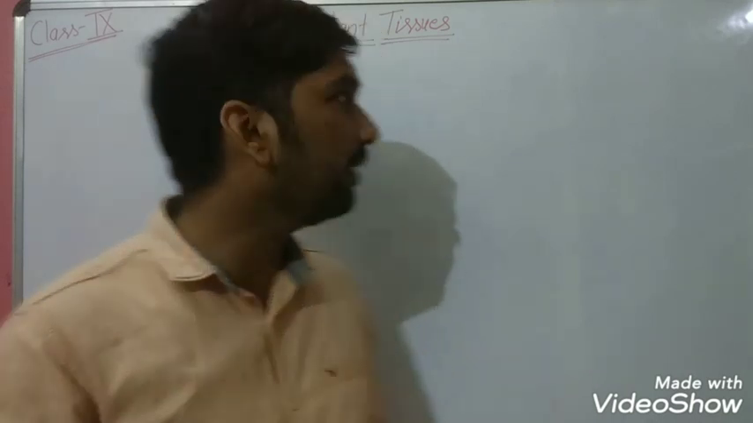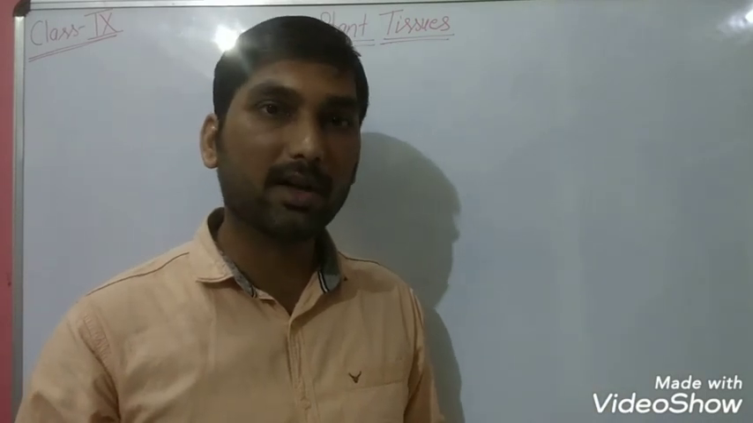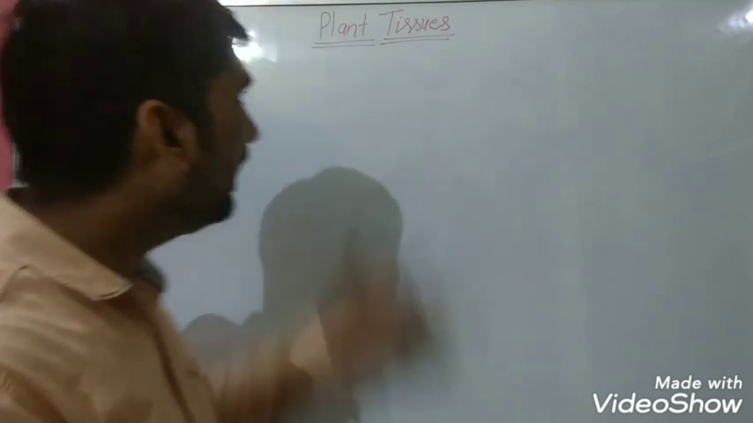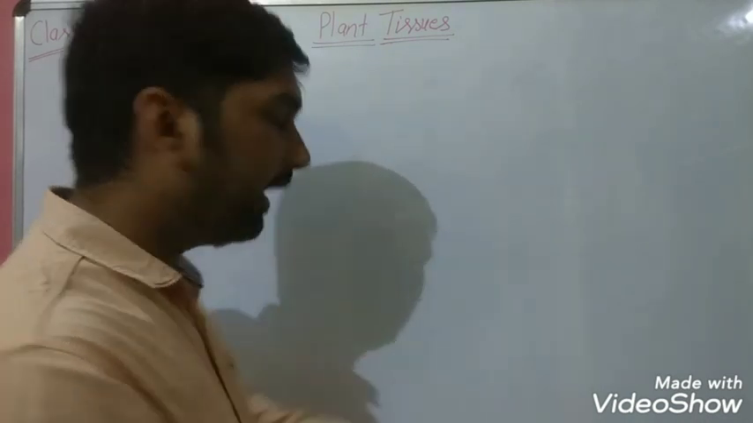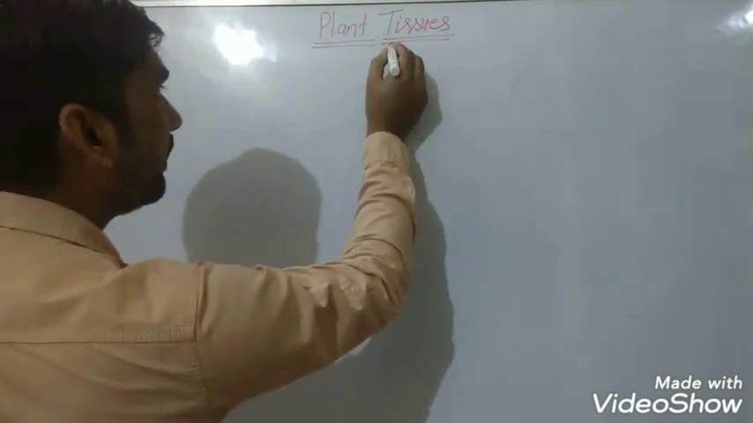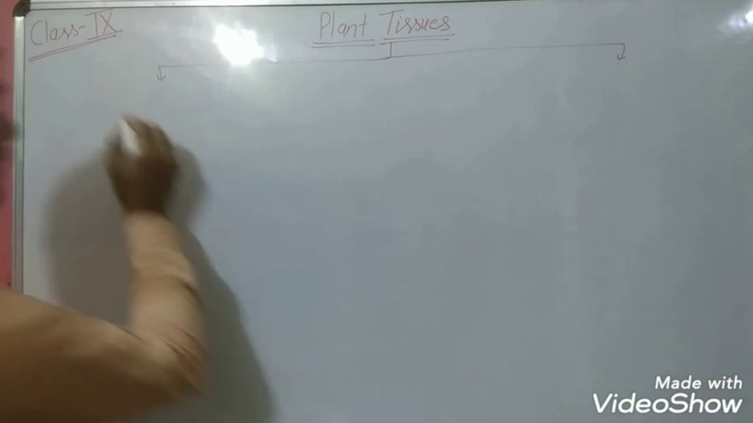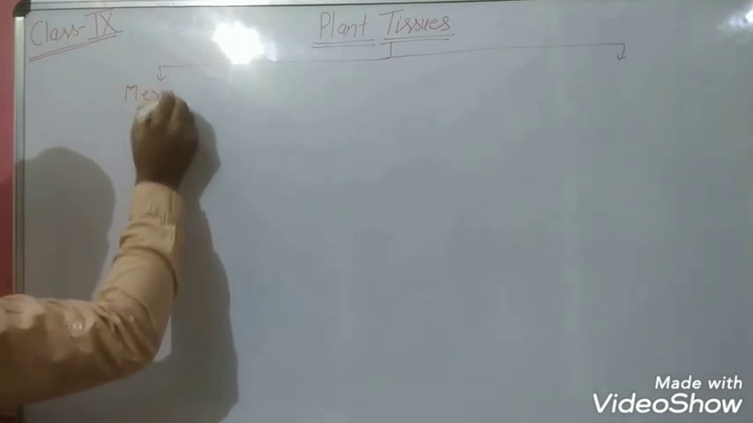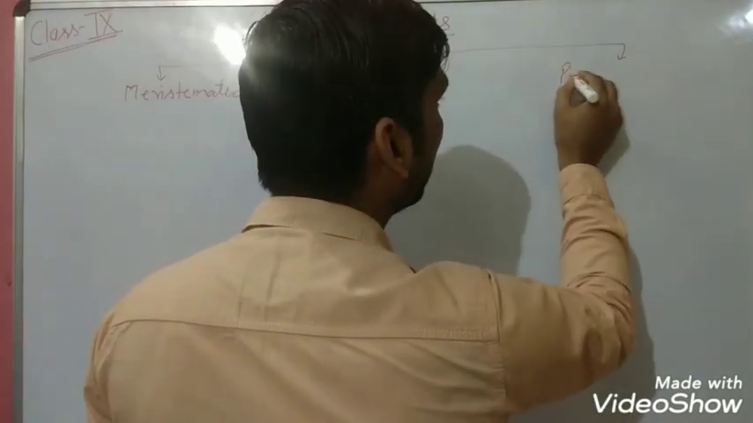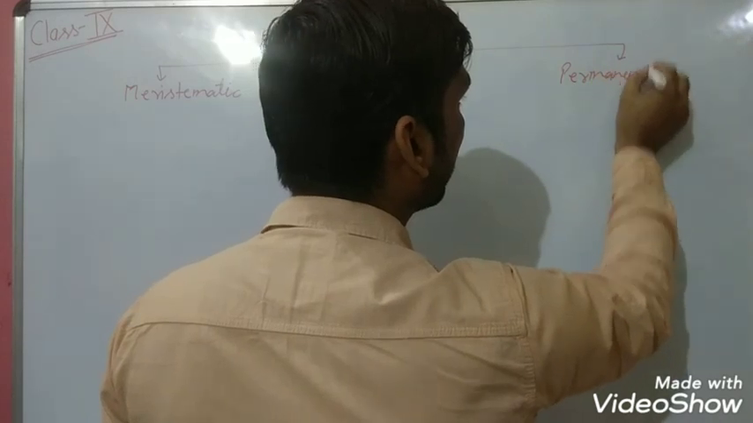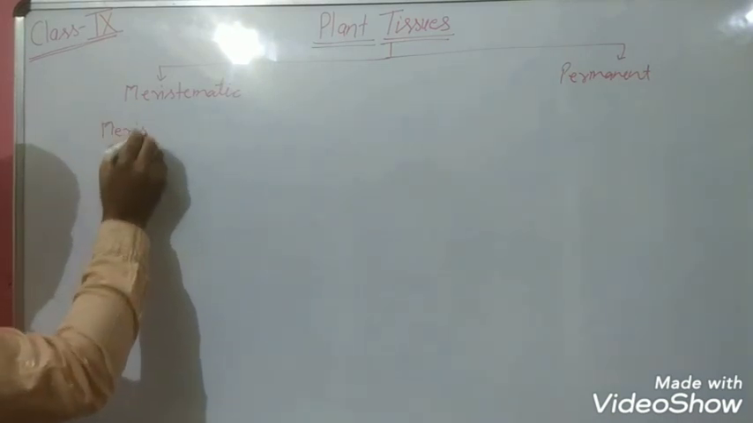So today we are going to discuss plant tissues, and later on in the same chapter we will see what the animal tissues are. The tissues which are present in plants are known as plant tissues. And in the previous video I told you that plant tissues can be classified in two groups. The first one is known as meristematic and the other one is known as permanent tissue. So first we will see what is meristematic tissue.